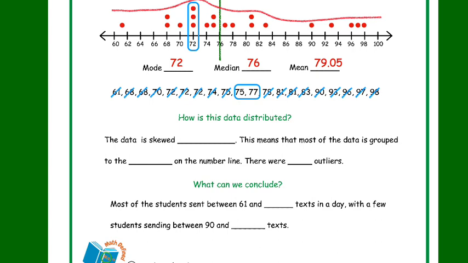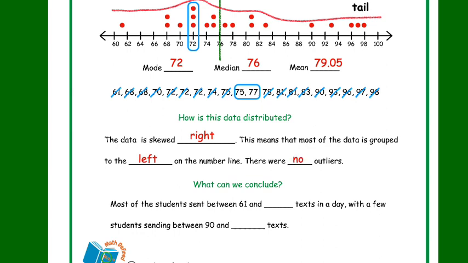to the right? This right side on the graph is called the tail, and we name skewed data according to the location of the tail on a graph. This means that the data is skewed right because the tail is on the right, and most of the data is on the left on the number line.